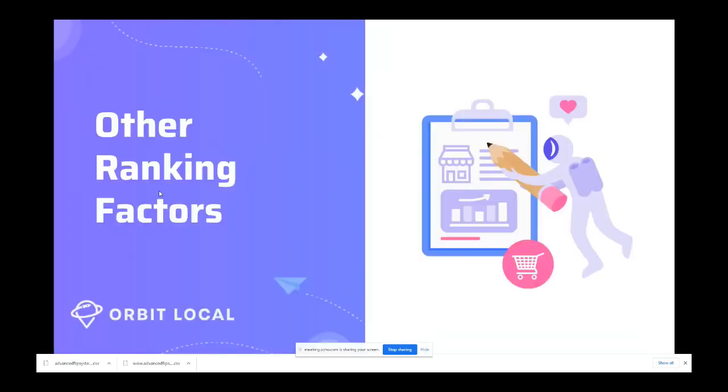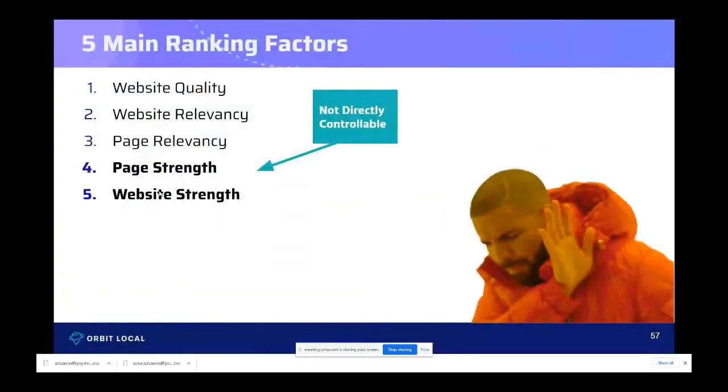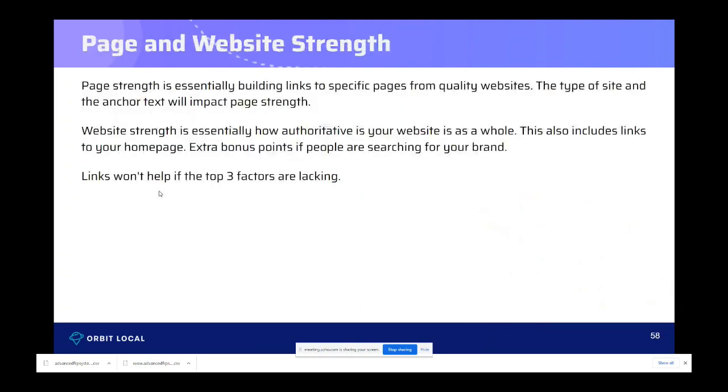Now, some of the other ranking factors here, we talked about website relevancy, website quality, and page relevancy. We didn't talk too much about page strength or website strength because those aren't directly controllable. You can't act on those today, and that requires a whole different slew of one-on-one type training. But I do want to talk about it a little bit here. So essentially, what that is basically links to your page and links to your website.